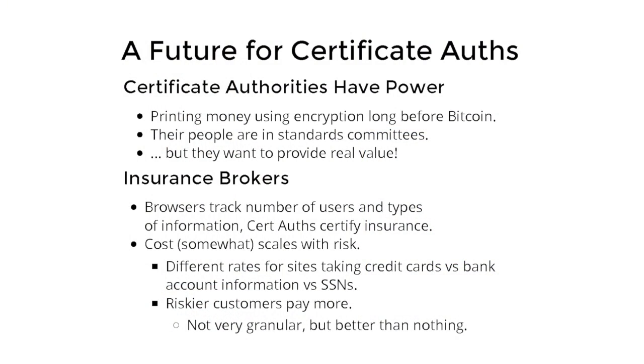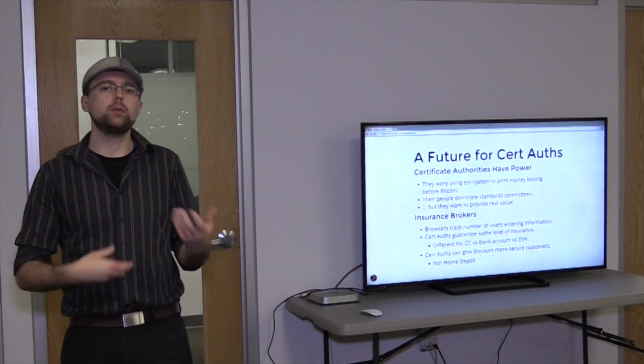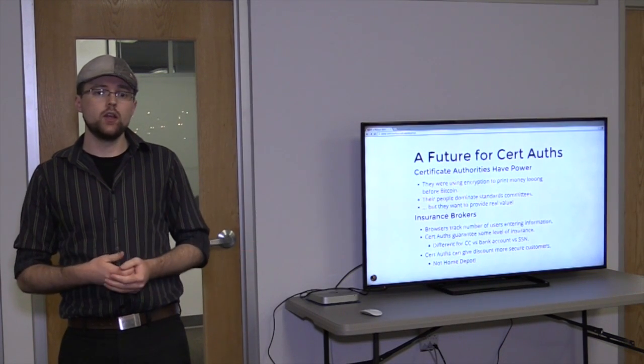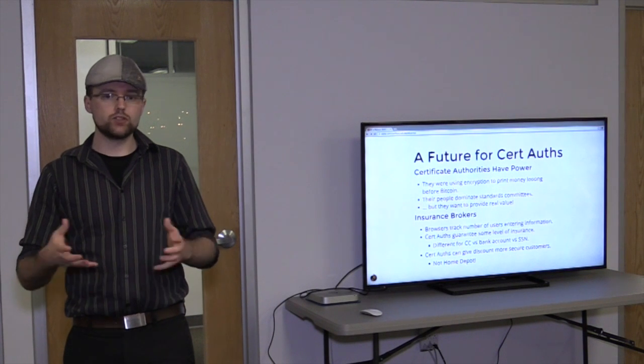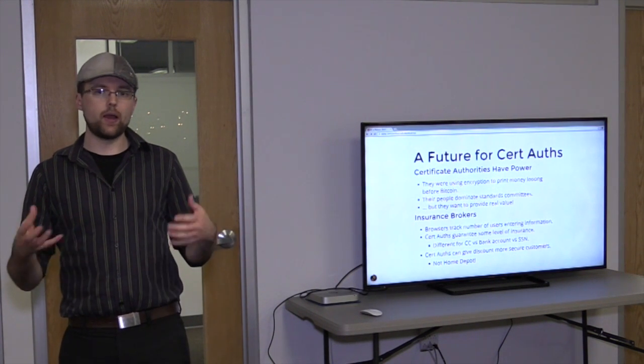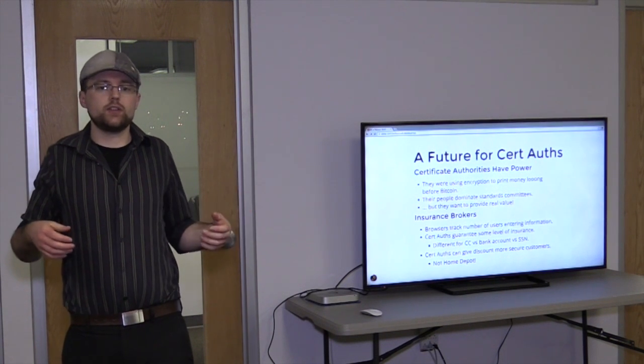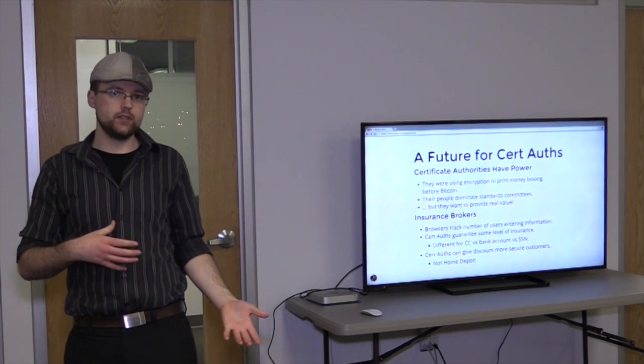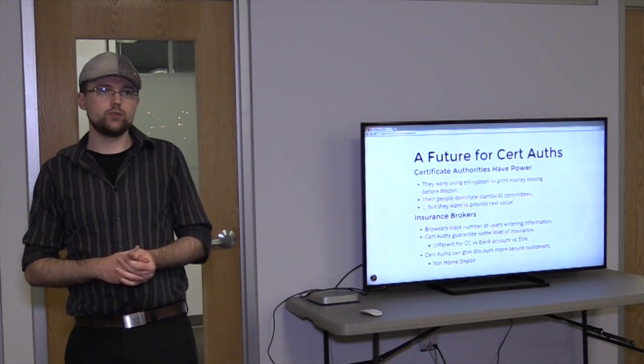Browsers can track the number of users typing in certain types of information into different sites. And certificate authorities could guarantee some level of insurance, right? This insurance would be different for sites that just take in credit cards versus bank accounts versus social security numbers. The browsers could get a statistically valid sense of how many people are logging into these sites, and thus, to some order of magnitude, the amount of insurance these sites should have, such that if there is a major compromise of the system, the users will be protected.